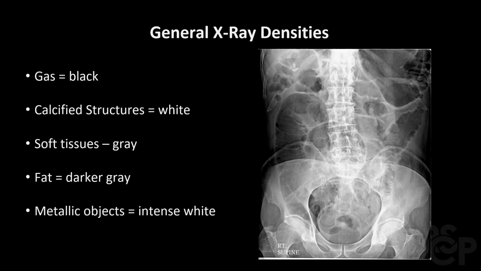So just to go over some X-ray densities, when you see gas, it's generally going to be very dark, almost black. Any calcified structures are going to show up as white, as you can see here with the bone. Any soft tissues will be gray, as you can see here. These densities are a little grayer. Fat will be a little darker gray, and any metallic objects will be a very intense white.